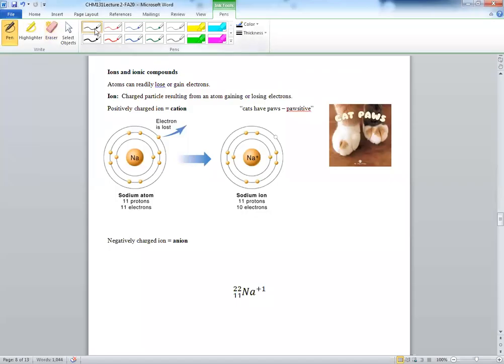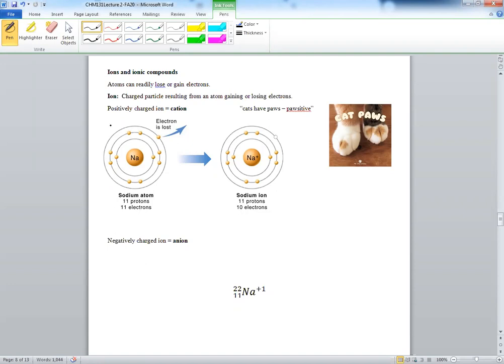Ions and ionic compounds. Atoms can readily lose or gain electrons. This can happen all the time. The electrons are not as bound as the nucleus particles are, like the protons and the neutrons. The protons and neutrons are glued together very strongly. That's called the strong nuclear force, versus the attractive force between the nucleus and the electron. It's actually much weaker, so they can actually be flung out.